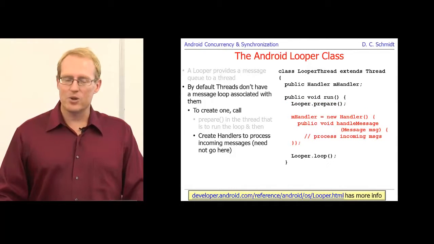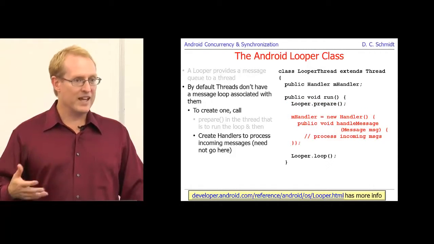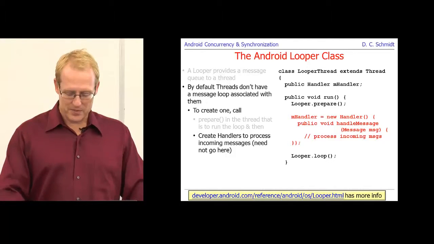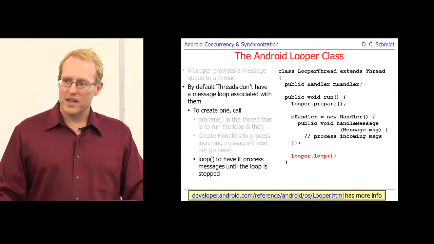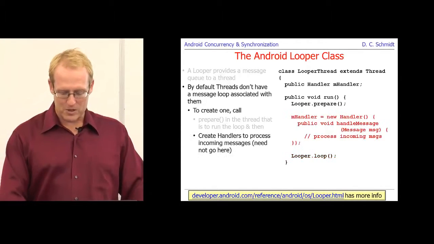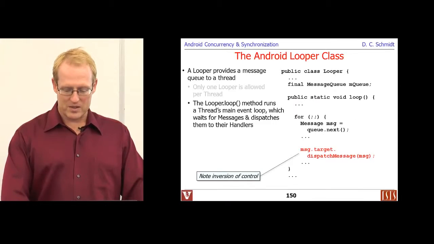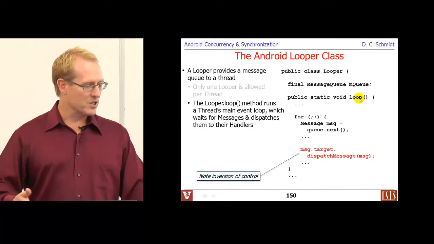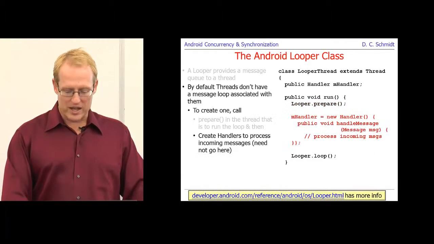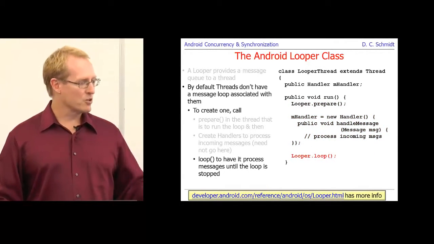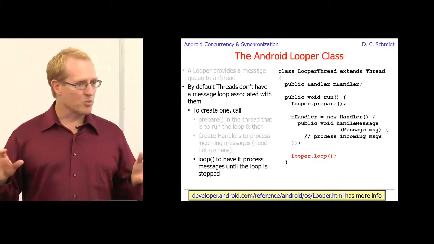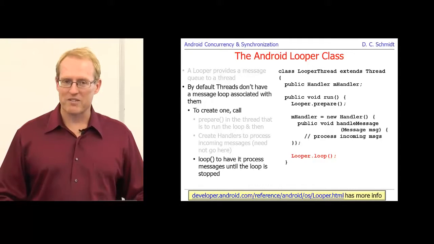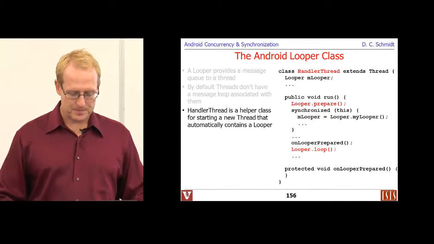Then you go ahead and create one or more handlers to be able to handle these things in various ways. And then you call the Looper.loop method, and that's what actually runs the event loop. If you go back here a little bit, you'll see that that will call this method here, which waits for events to show up and then dispatches them. So again, you can see the nice inversion of control that's happening here. But calling Looper.prepare and Looper.loop are essential. And we'll talk more about how that works when we get further along in the pattern discussion.